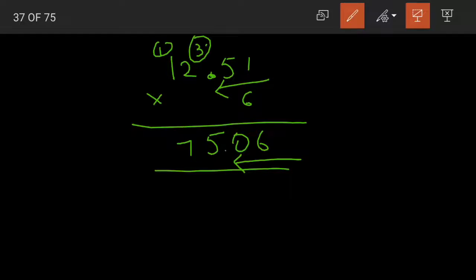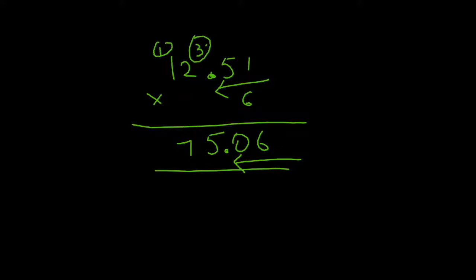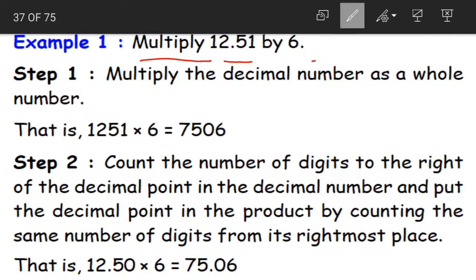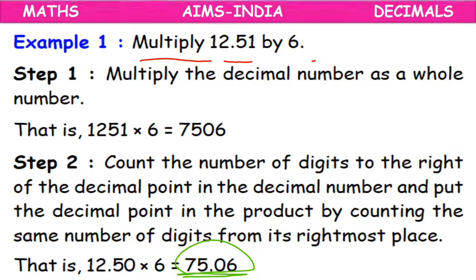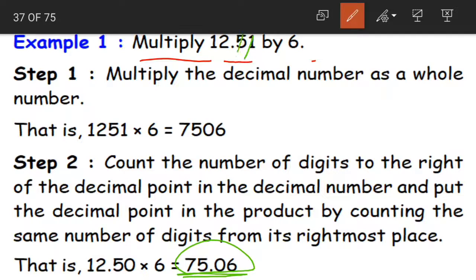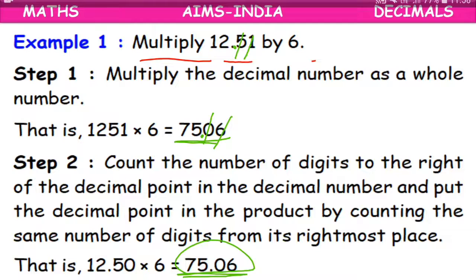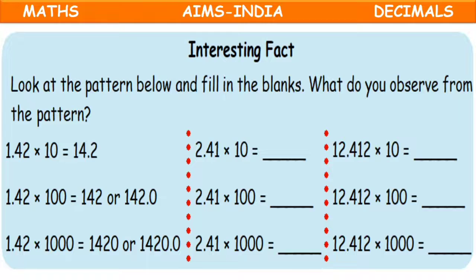So even in the product, after two digits from the right, we'll place our decimal point. 75.06 is our answer. Yes, see, count the number of digits to the right of the decimal point in the decimal number and put the decimal point in the product by counting the same number of digits from its rightmost place. See 1, 2, then a decimal point. So even in our answer 1, 2, then put our decimal point. The answer becomes 75.06. Understood, children?